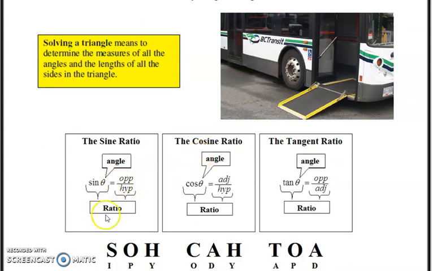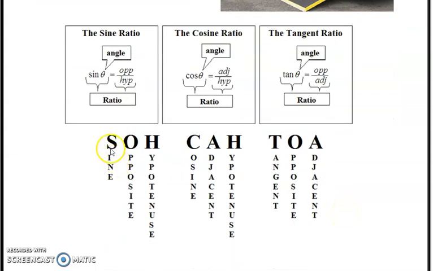So just a reminder, sine is equal to opposite over hypotenuse, cosine is equal to adjacent over hypotenuse, and tangent is equal to opposite over adjacent. The way to remember that is something that I remember doing when I was in school. It says SOHCAHTOA, and that's sine, opposite, hypotenuse, cosine, adjacent, hypotenuse, tangent, opposite, adjacent. Okay, so just something to help remind you.